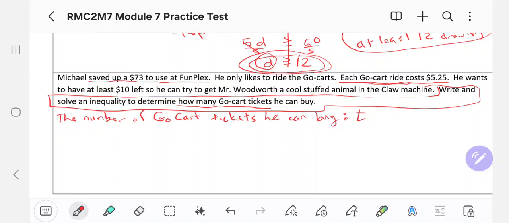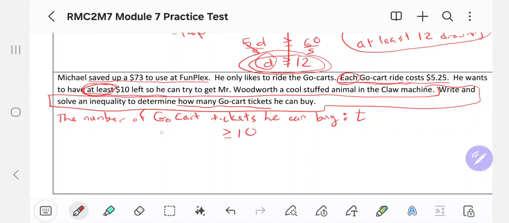And so we underline the important information. Oh, I didn't underline at least 10. So that's what he wants to end with, at least $10. Okay. So how I would set this up is I find that at least right there. I see the word each here, so I kind of know what's going to be multiplied. I know that 5.25 is going to be the multiplied value. Anyway, so at least 10, so that's going to be greater than or equal to 10.